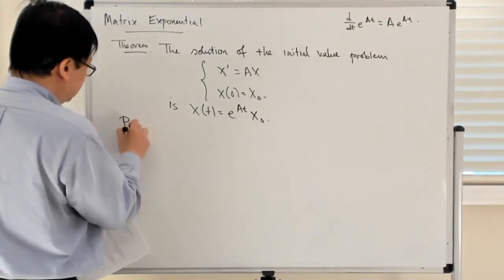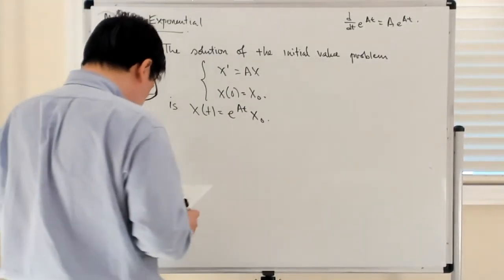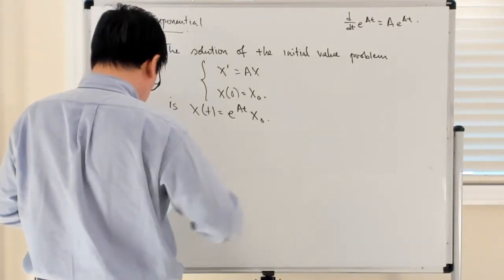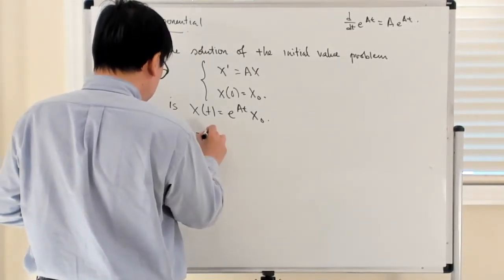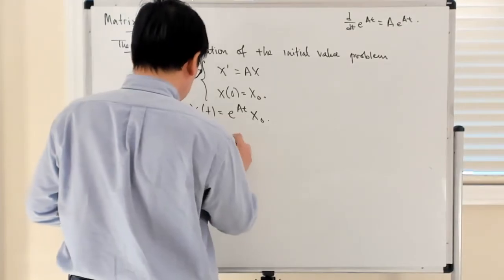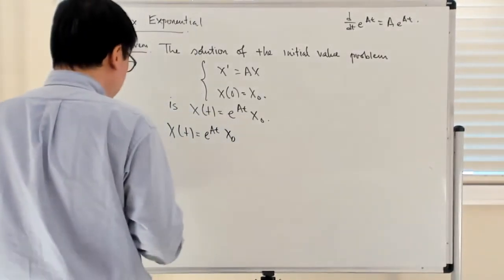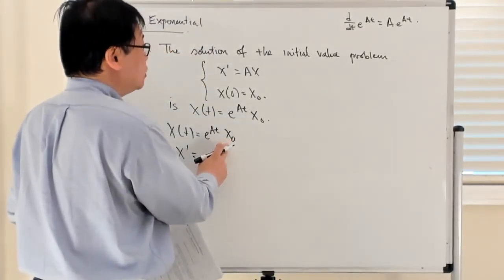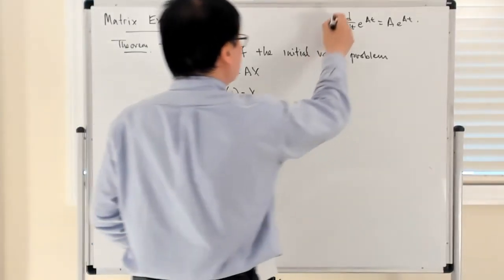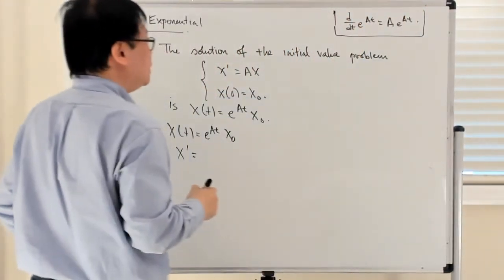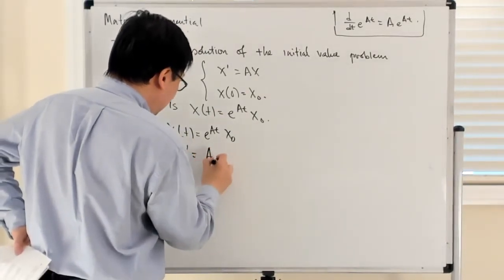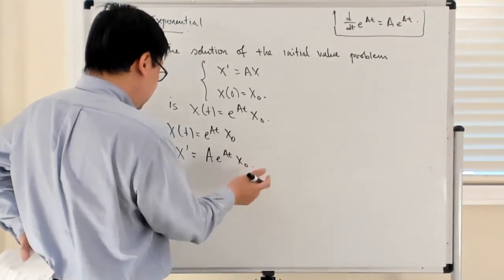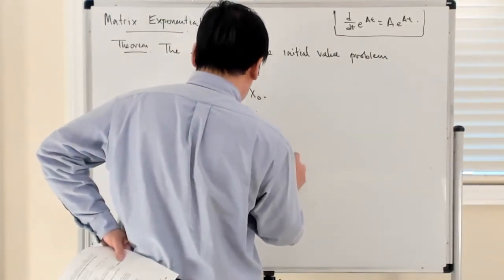Okay, so the proof is relatively straightforward. If you have x of t is e to the at x0, I can just differentiate that. There is no time dependence in the x0 term. The only time dependence is coming from the e to the at term. But we showed that d/dt of e to the at is a e to the at. So this is a e to the at times x0. But e to the at x0 obviously is x of t, so this is a x of t.